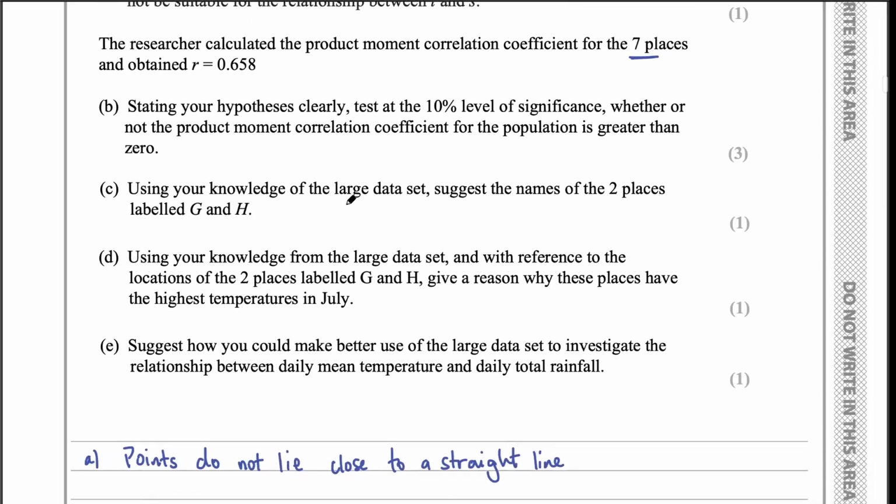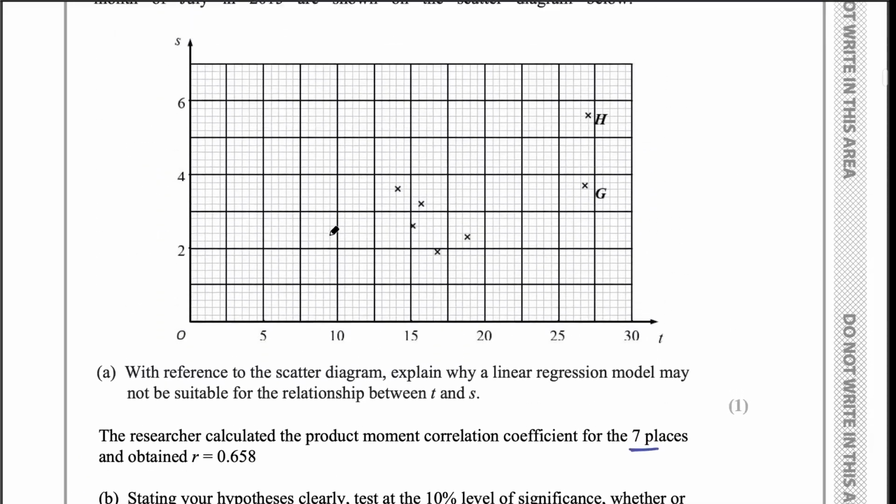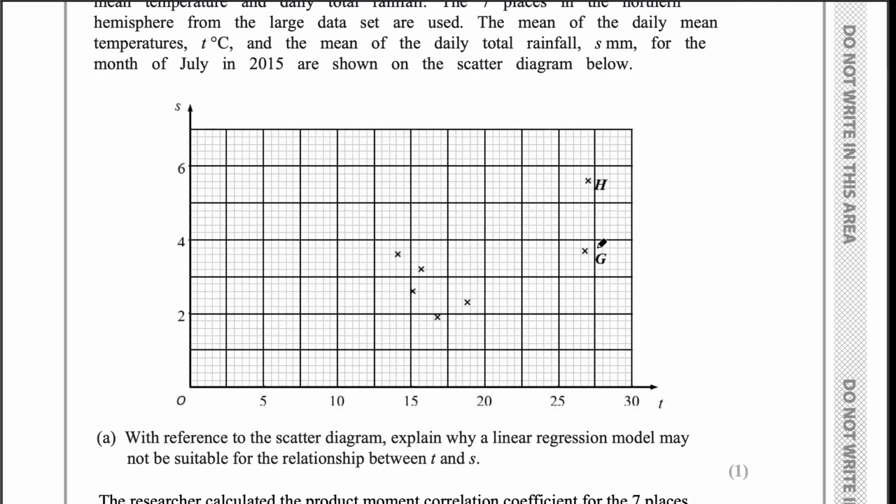Part C says, using your knowledge of the large datasets, suggest the name of the two places labeled G and H. As I was saying before, of the 7 places in the Northern Hemisphere, there are 5 in the UK and 2 outside of the UK. The 2 outside of the UK are Beijing and Jacksonville. The other one is Perth, but that's in the Southern Hemisphere. So this is where you need to have worked with the large dataset before. You're not going to be getting the large dataset in the exam, and they're expecting you to remember the locations and some of the general information about the large dataset. So at least the locations you should know.